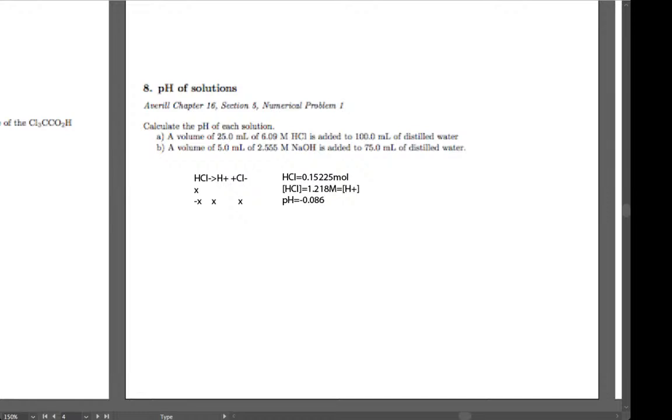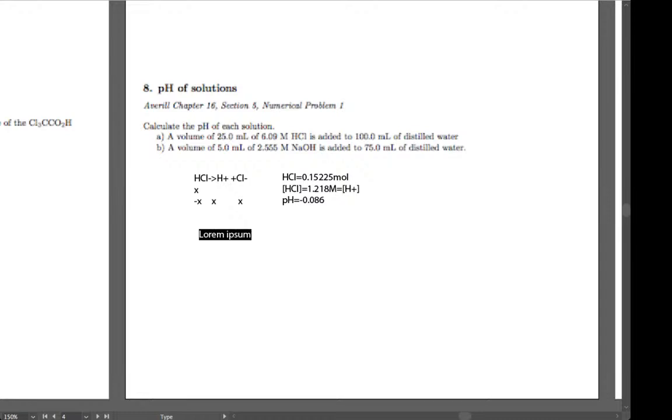which might shock some people, but yes, you can get a pH below zero. It is pretty rare. And because this has 6.09 molars, it has a very high concentration of HCl. And so that's basically the first answer, which is part A.